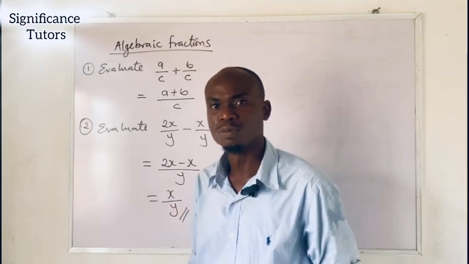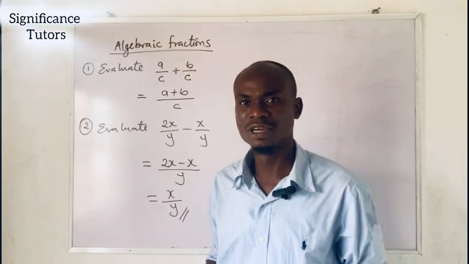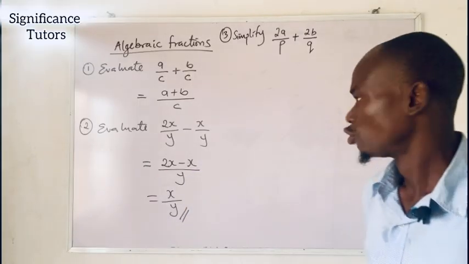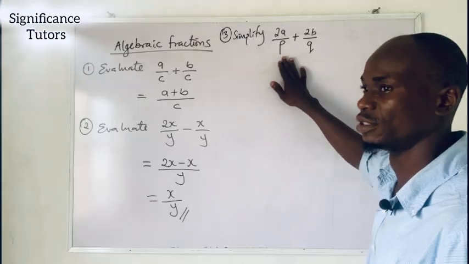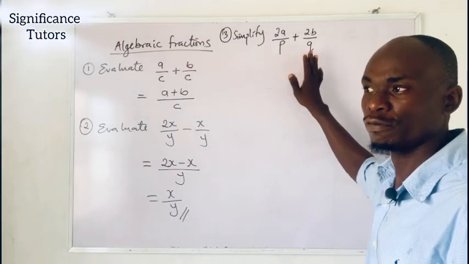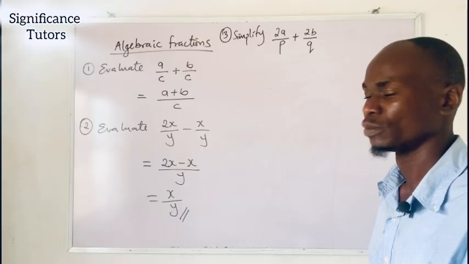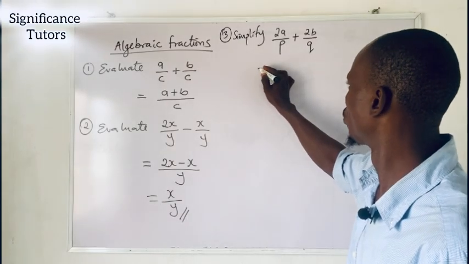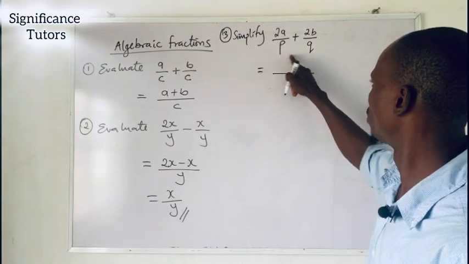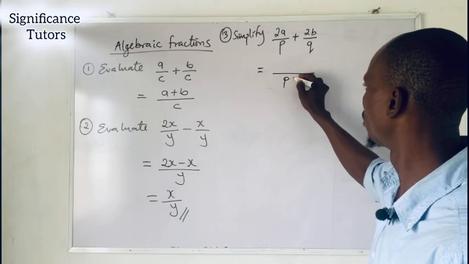So the next example will be when we have different denominators. So as you can see, different denominators. For algebraic fractions, what we need to do is to multiply the denominators. So this will be equal to p times q, pq.